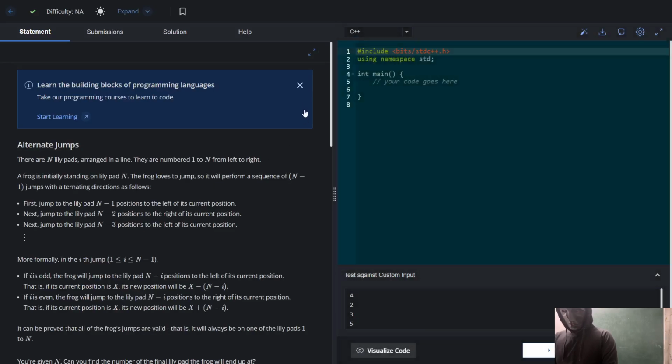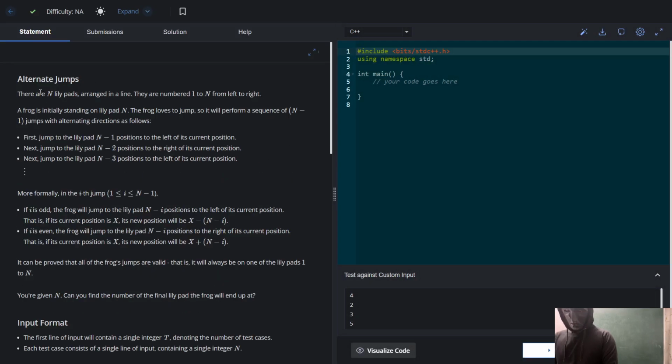So the problem says: Alternate Jumps. There are n lily pads arranged in a line, numbered 1 to n from left to right. A frog is initially standing on lily pad n. The frog loves to jump, so it will perform a sequence of n minus 1 jumps with alternating direction as follows. The first jump is to the lily pad n minus 1 positions to the left of its current position.